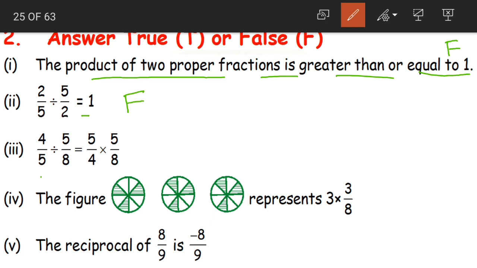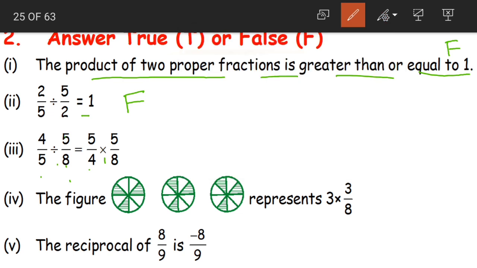Moving on, 4 by 5 divided by 5 by 8 is equal to 5 by 4 into 5 by 8. Yes, there is a division symbol here between the two fractions, and we have replaced it with a multiplication symbol. Okay, correct. But what did we learn, students?